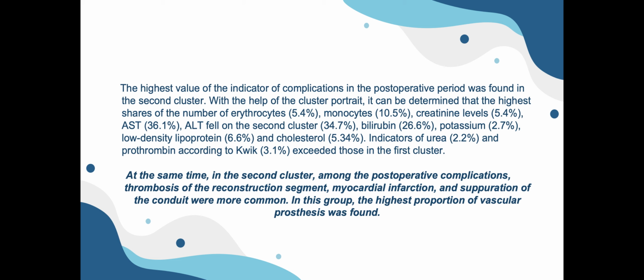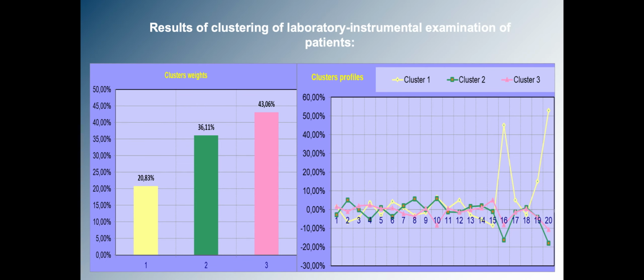At the same time, we found in the second cluster, among the postoperative complications, thrombosis of the reconstruction segment, myocardial infarction, and suppuration of the conduit were more common. In this group, the highest proportion of vascular prosthesis was found. This was also proven in the cluster weight and cluster profiles.